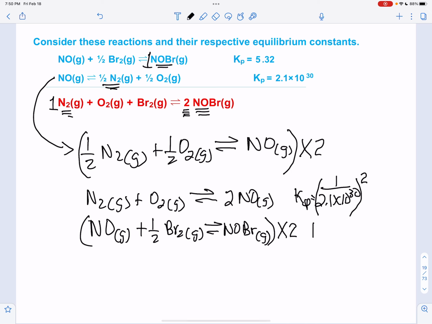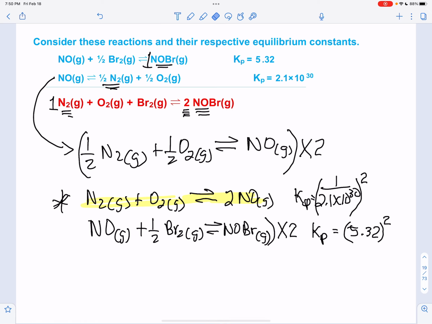So our Kp, which is 5.32, is going to be, since we multiply by 2, then we elevate by that factor. So let's rewrite everything then. This reaction is what we're going to use. We already did everything we needed to do to that one. And this one, we're multiplying by 2.